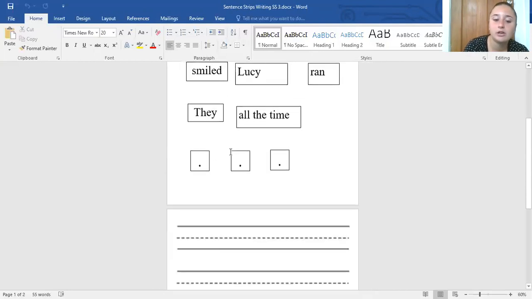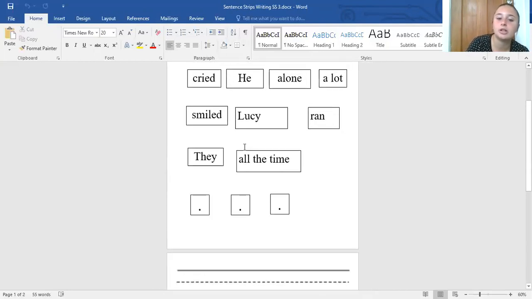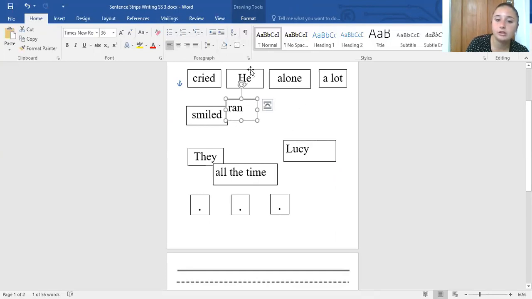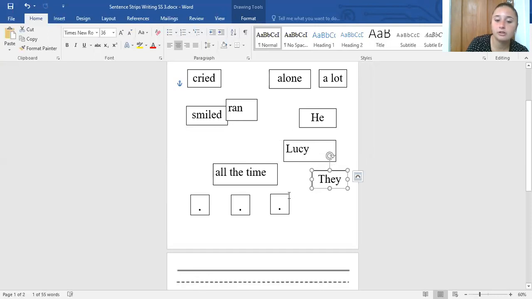So as usual, I know that my sentences are supposed to start with a capital letter. So I'm going to actually group mine this time. So I know that this Lucy, that's a capital L. He, that's a capital H. And they, that's a capital T. I know my punctuation needs to be together. I know all my verbs need to be in the same spot.